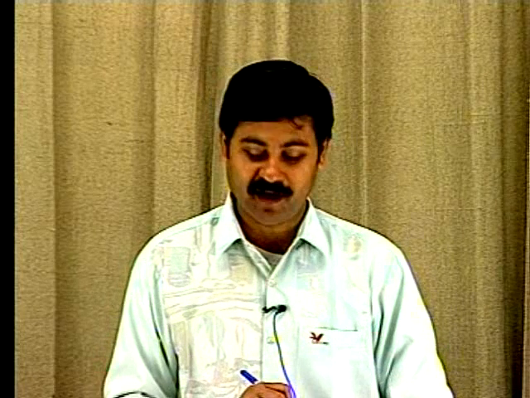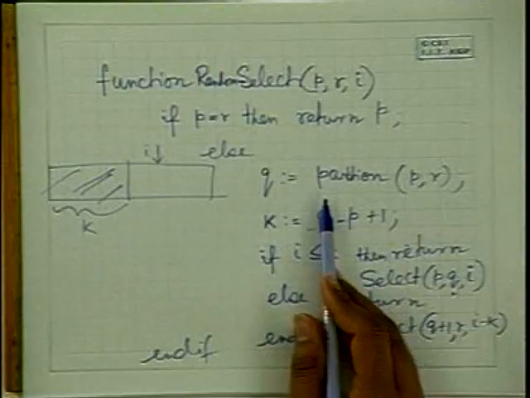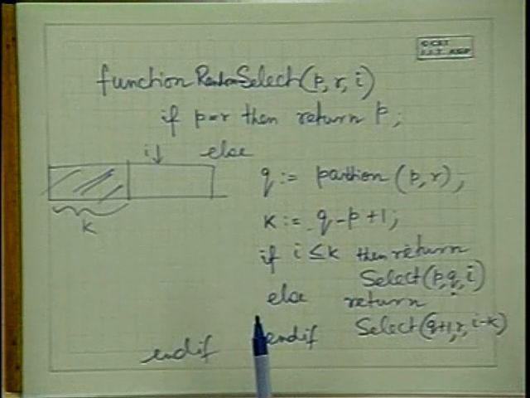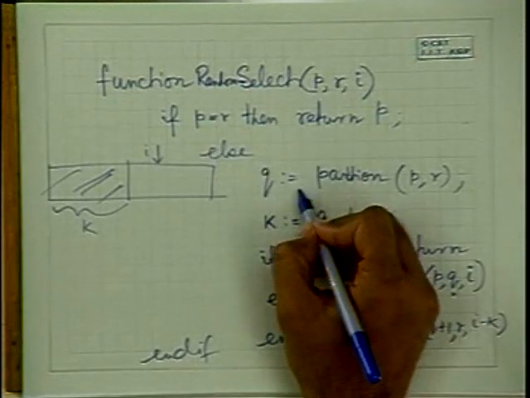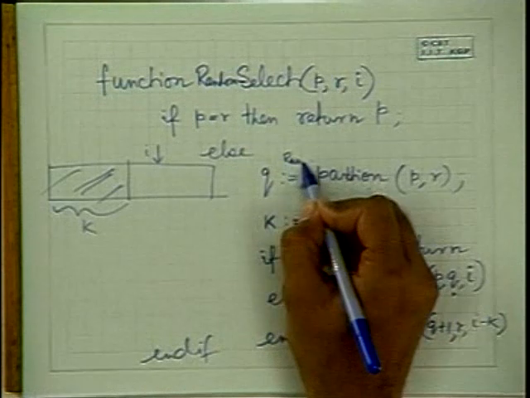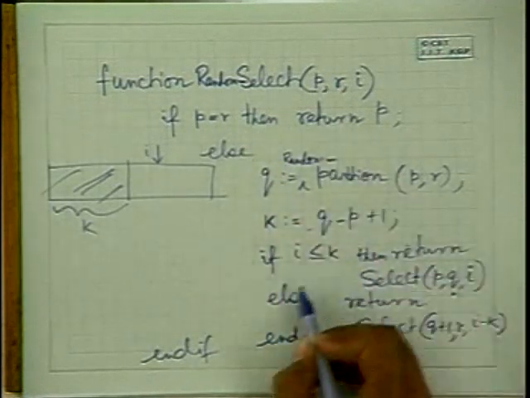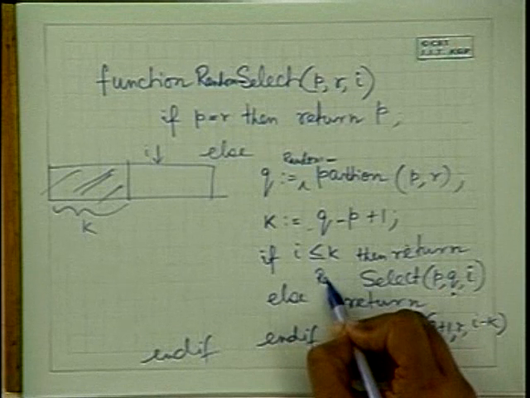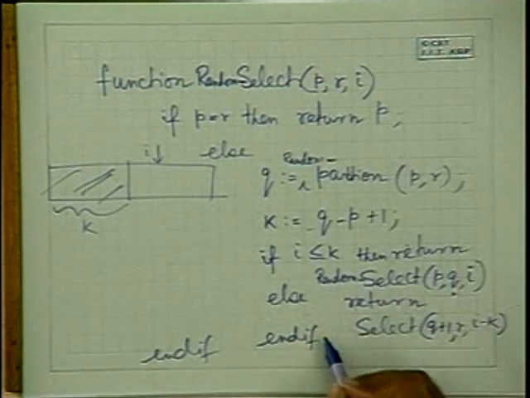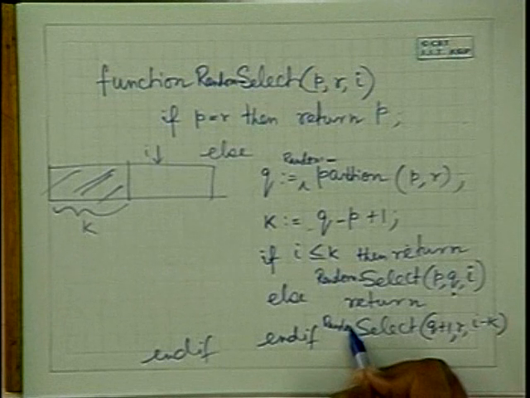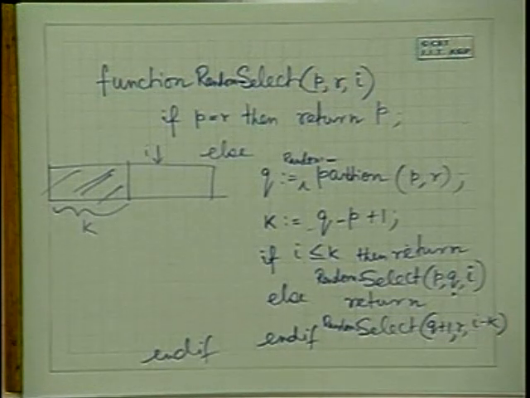So it becomes a random select. What change would you make here? Instead of partition, you call random partition. You remember we had a random partition also. So here we put random partition, and this is random select. That's it. Those are the changes, and suddenly you have a randomized algorithm instead of a deterministic algorithm.